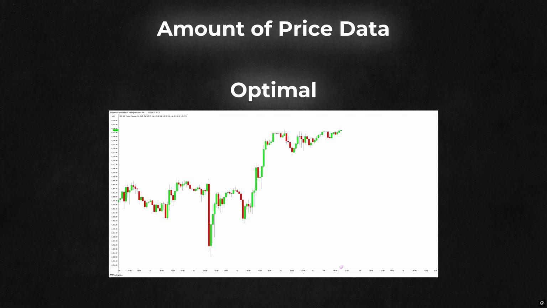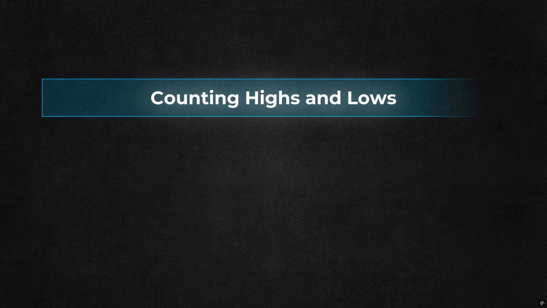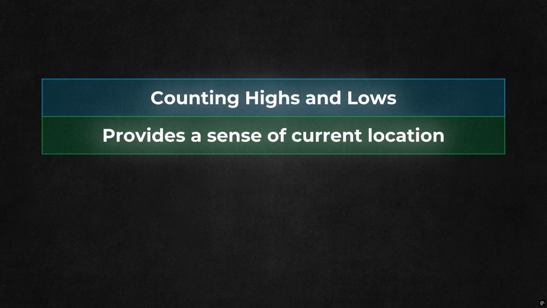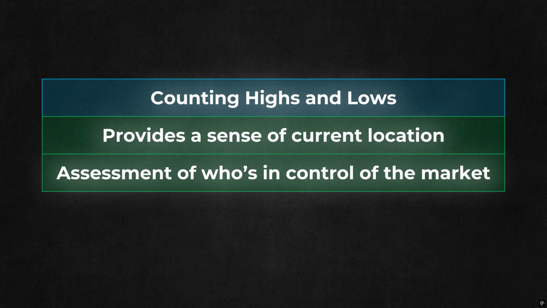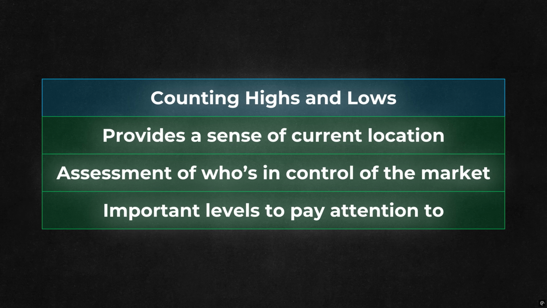candlesticks. I always suggest to the students of my courses that the first thing they should do when they open a price chart is to count highs and lows. This provides a sense that you know where price is right now in terms of structure, who's in control of the market, and the important levels you should pay attention to.